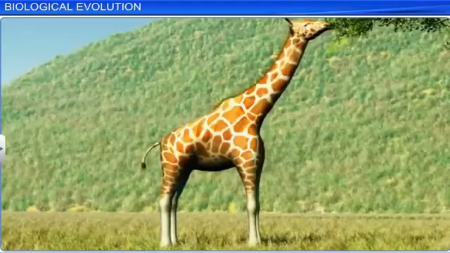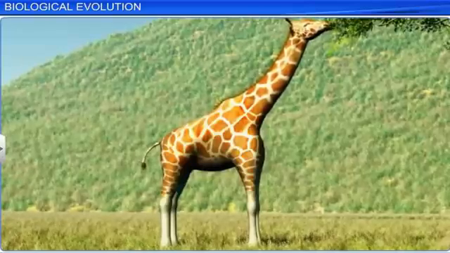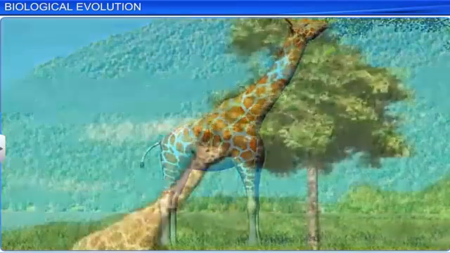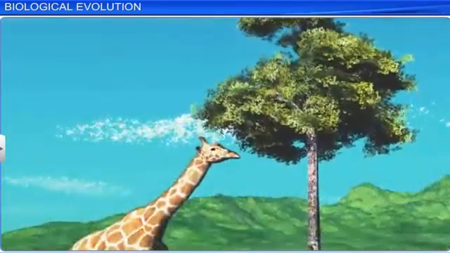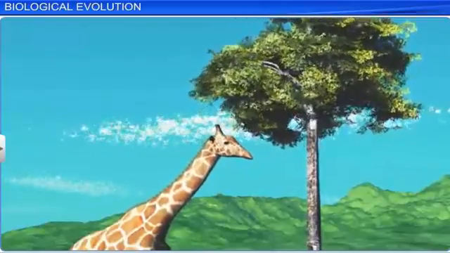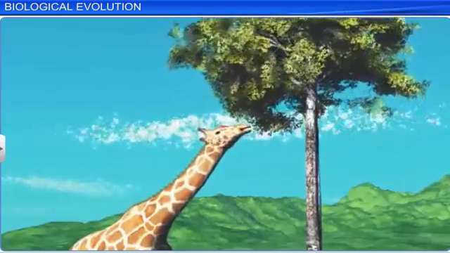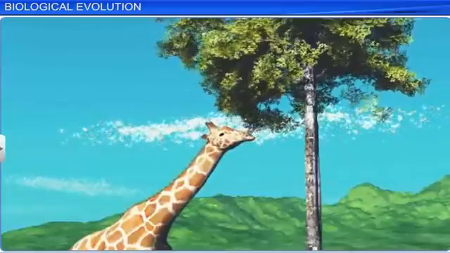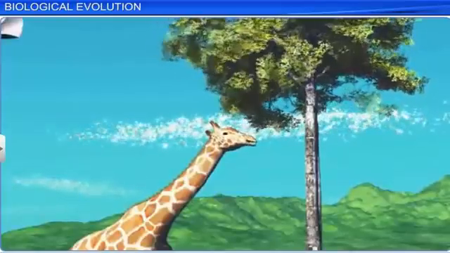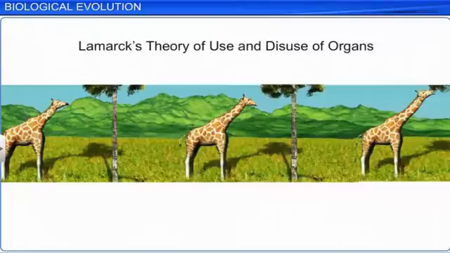Lamarck had conjectured that giraffes had adapted themselves and elongated their necks while trying to eat the leaves of tall trees. Over millions of years, giraffes had made optimum use of their necks and passed on the character of a long neck to future generations. Consequently, giraffes developed long necks over millions of years. However, Lamarck's theory about the use and disuse of organs is not accepted anymore.